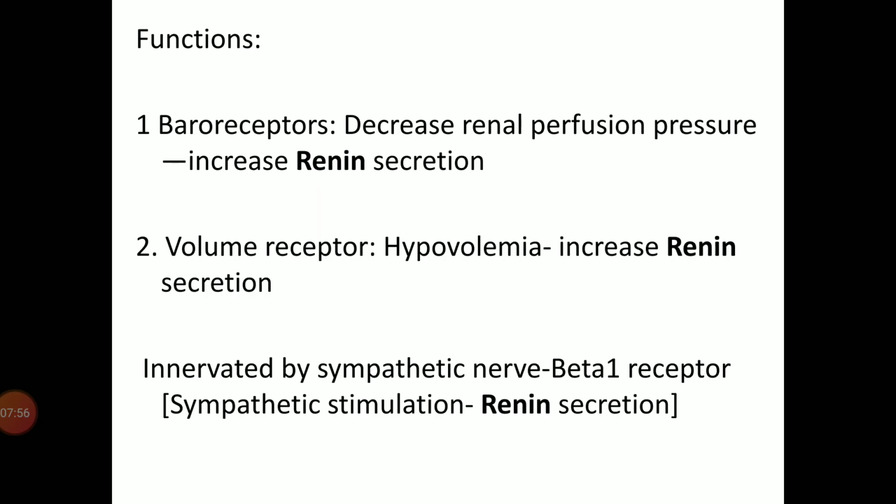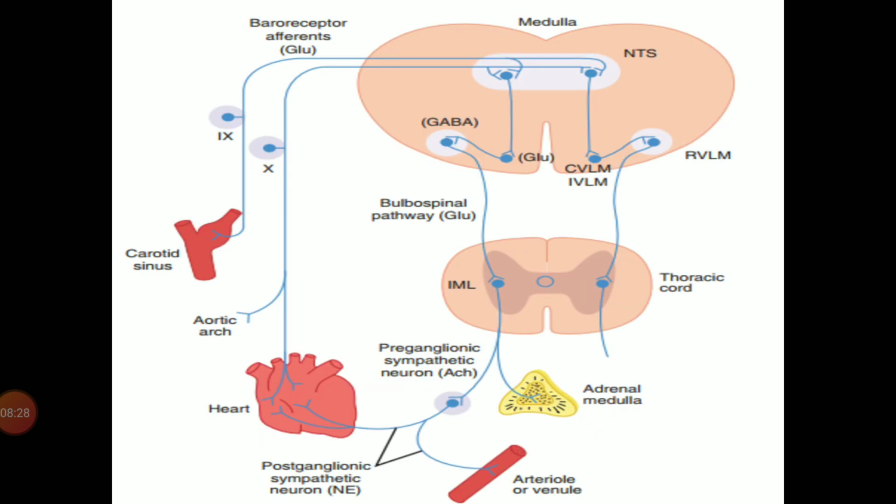It is found that the JG cells act as the baroreceptor and the volume receptor. When we talk about baroreceptors, we know that these are a group of specialized cells which become stimulated when they sense fluctuation in pressure. The pressure here is the pressure of the blood. So these baroreceptors are also stretch receptors. We already know this, and we have mostly studied the baroreceptor in the cardiovascular system.